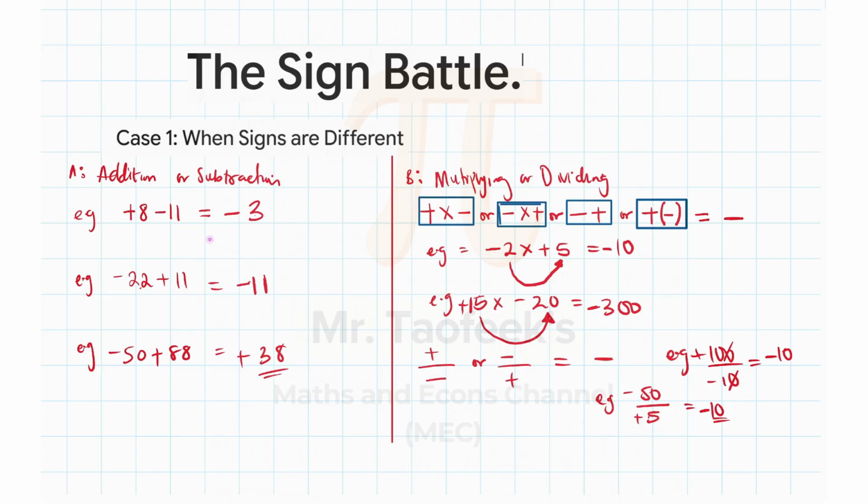So now, which sign will be my answer? Positive or negative? I'll just look at the number. The negative sign is with the bigger number 11. Positive is with the smaller number 8. So I'm just going to pick negative as my final answer. Okay, now that is that on different signs. If you can know this, you're good to go.